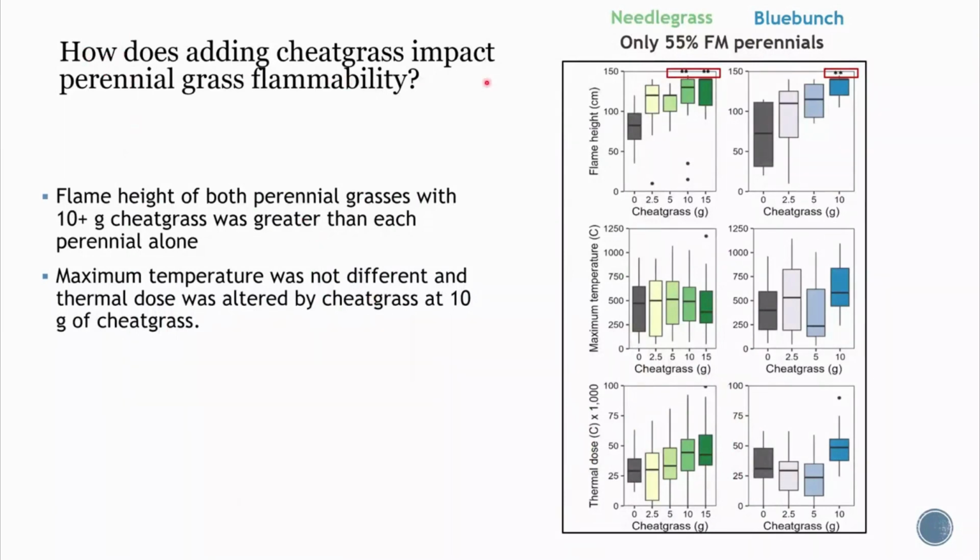But when we take a look at adding cheatgrass, how does that impact the perennial grass flammability? So if we look at flame length, this is flame length without any cheatgrass, and now we're adding in cheatgrass in with the perennials, in this case with needlegrass. And you can see that as we add cheatgrass, we get a higher flame length, and that these two are statistically higher than this one at this 10 and 15. Maximum temperature was about the same, and thermal doses was about the same.